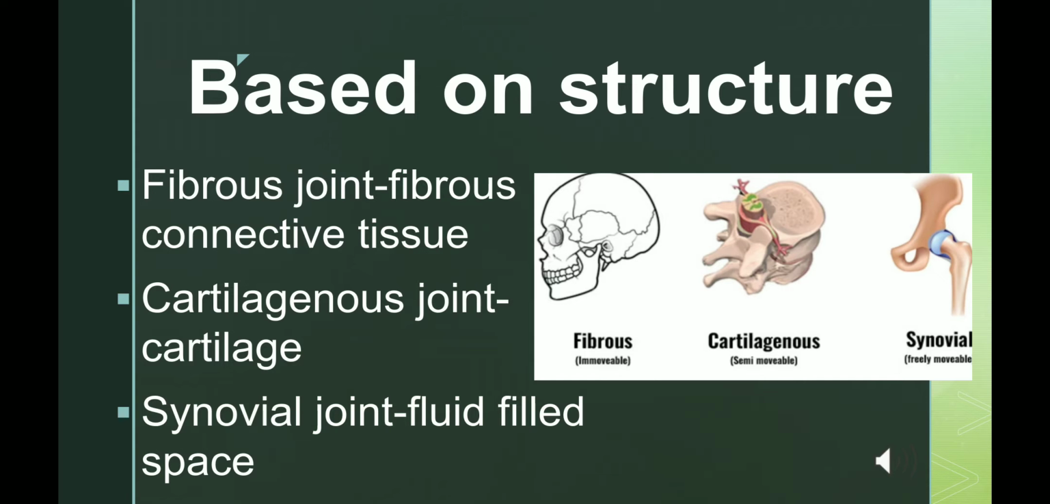And the third one is the synovial joint. In a synovial joint, the adjacent bones are articulated within a fluid-filled space called the joint cavity, and such joints are called synovial joints. So based on structure, the joints have been classified into three types, that is fibrous joint, cartilaginous joint, and the synovial joint.